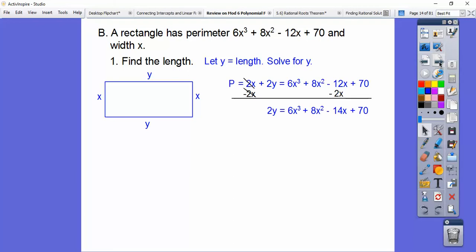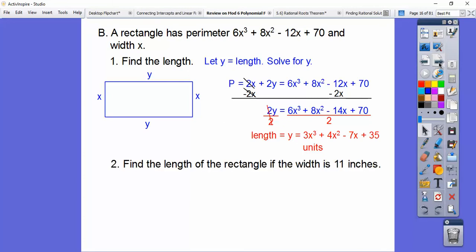So subtract off 2x, so negative 12 minus 2 is negative 14. Then we're going to divide by 2, so take half of everything. There's our length in terms of x. The second one says find the length if the width is 11 inches. Remember, the width is x, so that means we're going to plug in 11 right there, right there, right there. If we do that correctly, we get that.